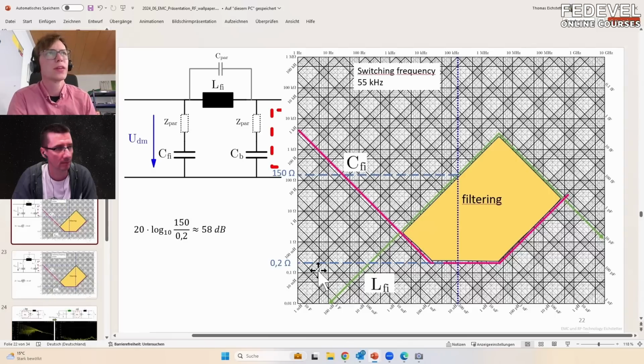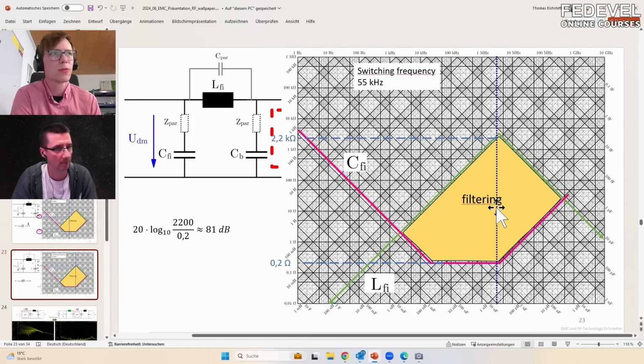But we start measuring at 150 kilohertz, and here we have 150 ohms, and the other is 0.2, which gives us about 60 dB attenuation. And the best value is, as you said before, here at the resonant frequency, and here we have 81 dB attenuation. This is quite a lot. Basically important is that this filtering region is exactly in the region where we need to filter our power supply.